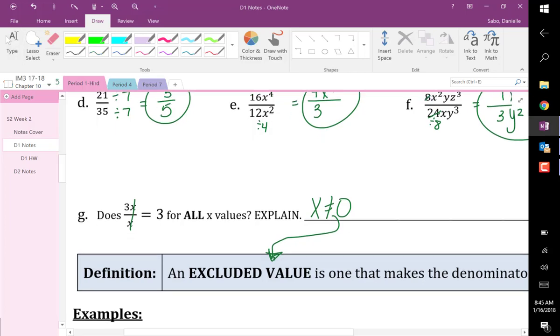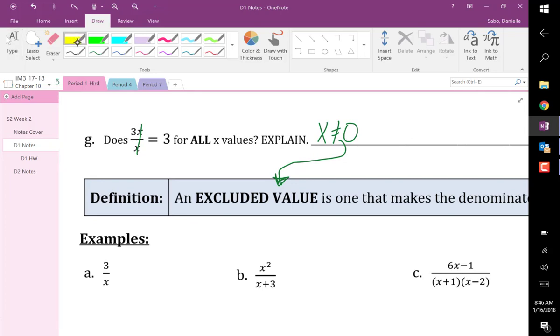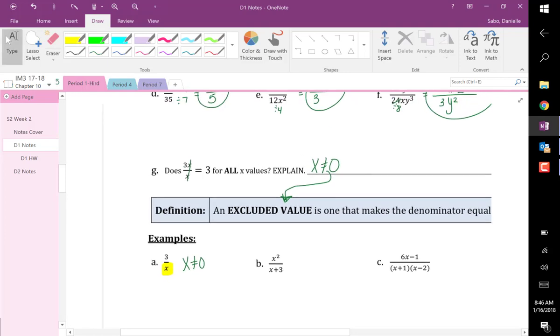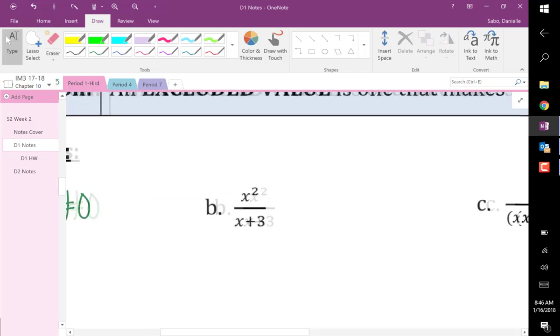Okay, so now let's just do some examples here. All we're going to do in this part is figure out what the excluded values are. This one's pretty straightforward. We kind of already did it. 0. X cannot be 0. Oh, did I forget something? There's a blank, isn't there? Right here. Okay, again, because if you put 3 divided by 0 in your calculator, it would not exist. It would say error. Now let's talk about this next one.